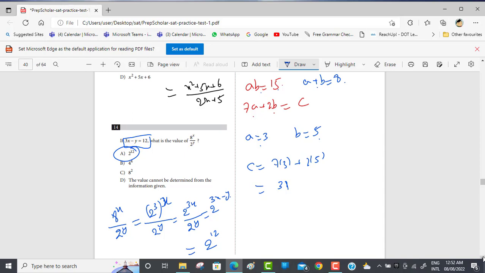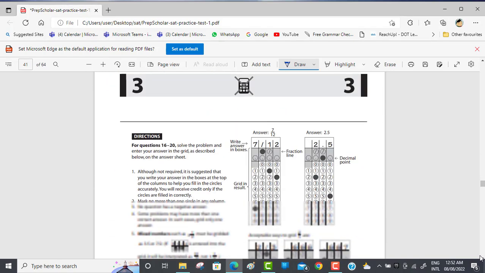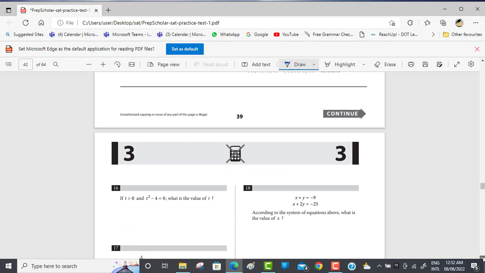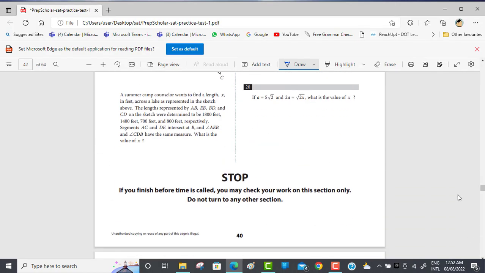And now we finished the multiple choice questions. We can go to the open answer questions. We have to solve exercise number 16.